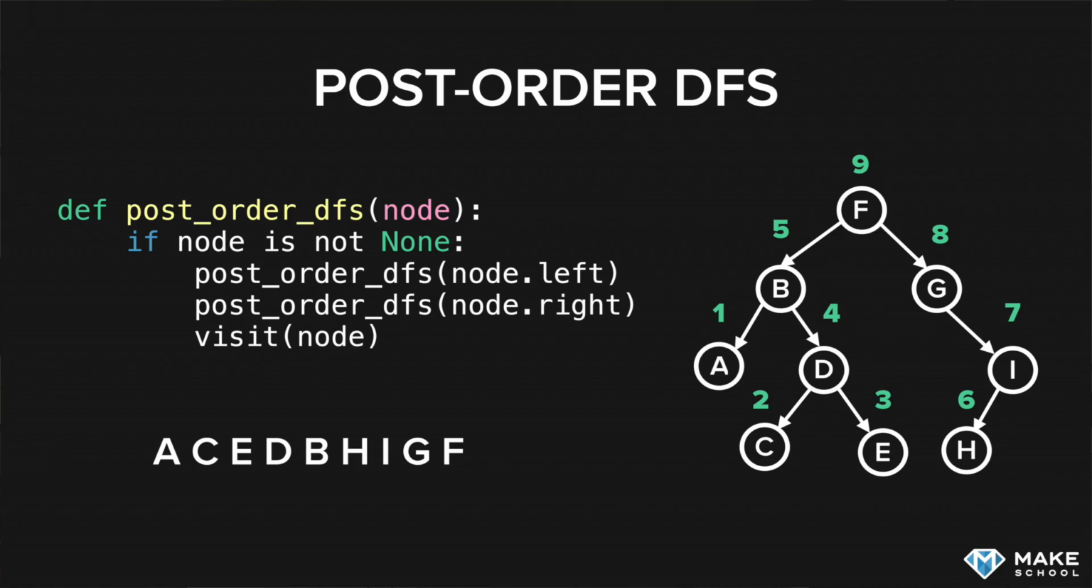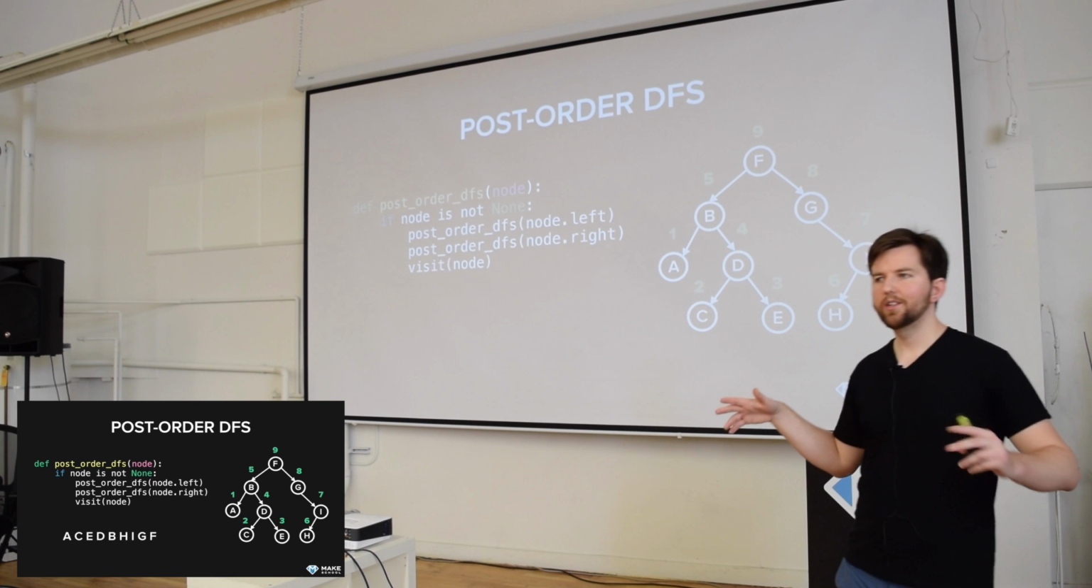And then finally we visit F, having visited both the left and right complete subtrees of F. Does that make sense? Okay. All right, so we're all good on depth first search.